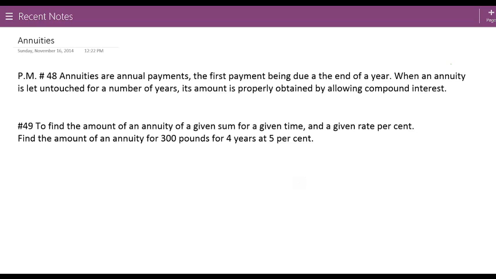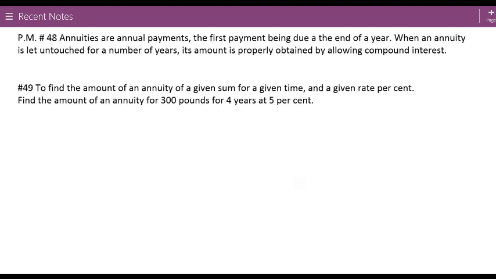Section 49, to find the amount of an annuity of a given sum for a given time for a given rate percent. They are just telling you all the information you need and you're figuring it out. So basically, you're just doing a straight compound interest problem. Find the amount of an annuity for £300 for 4 years at 5%.